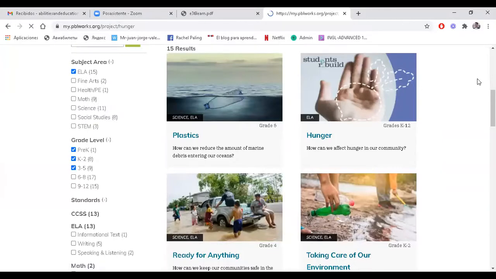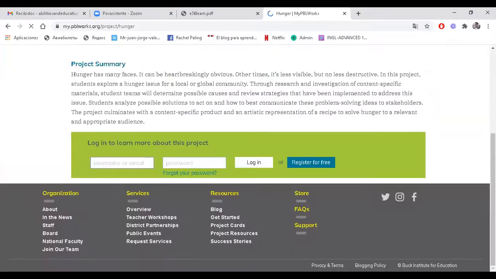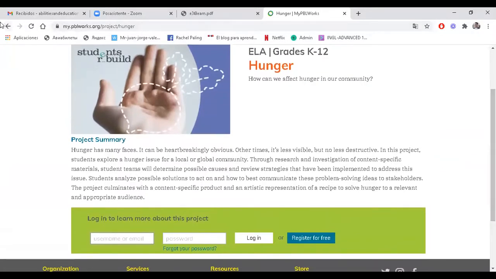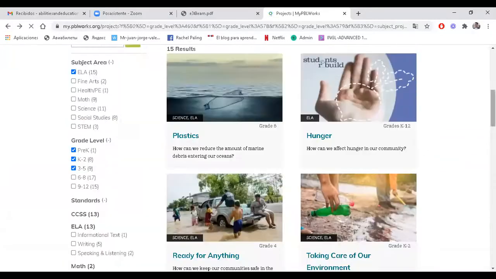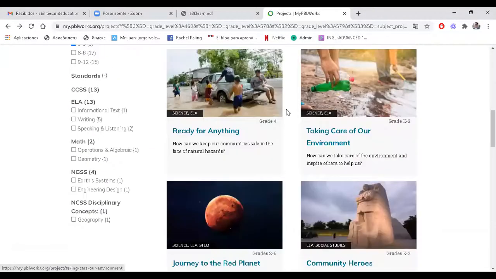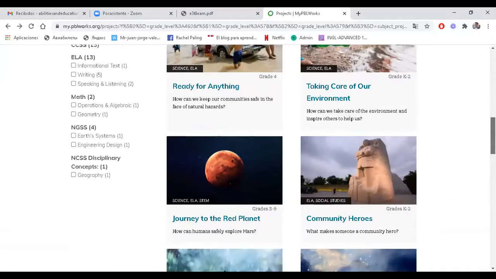This one is called hunger. Hunger. How can we affect hunger in our community? And here is the description of what you will do with the kids. Taking care of our environment. Community heroes, interesting topics, don't you think? Yes, Rocio, cross-curricular lessons, right? Interdisciplinary work.